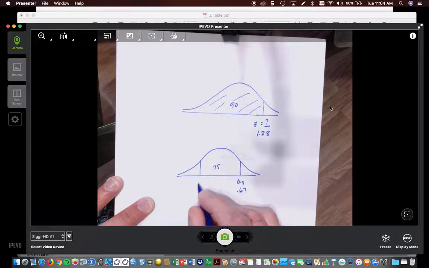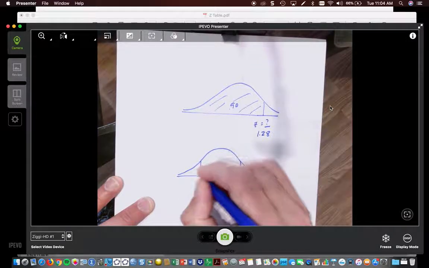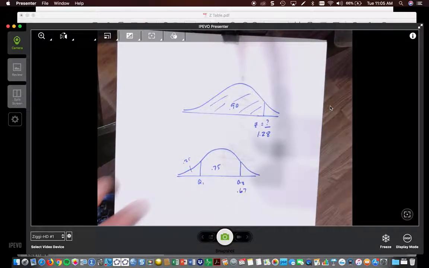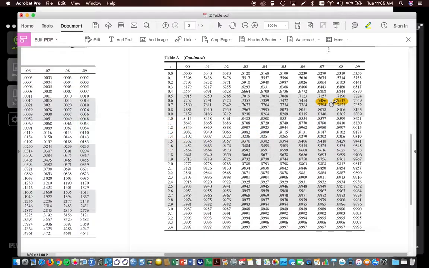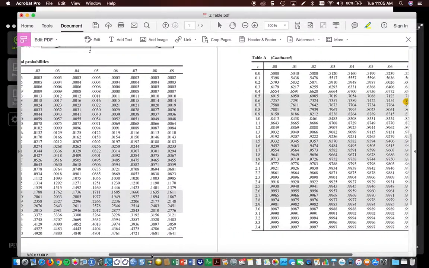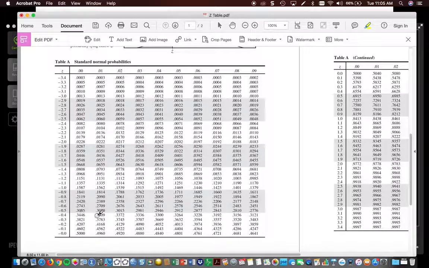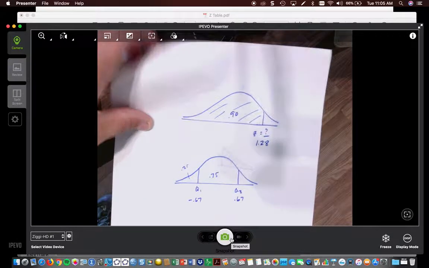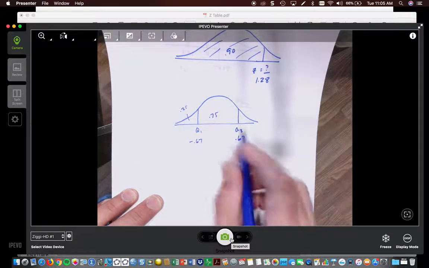And then we want to find out what's Q1, and Q1 is the value that's going to cut off the bottom 25%. So if we go back to the table, I'm looking for 25% in the table, and I think the closest number is right about here, and that corresponds to negative 0.67. So the bottom quartile is negative 0.67, the top is this.